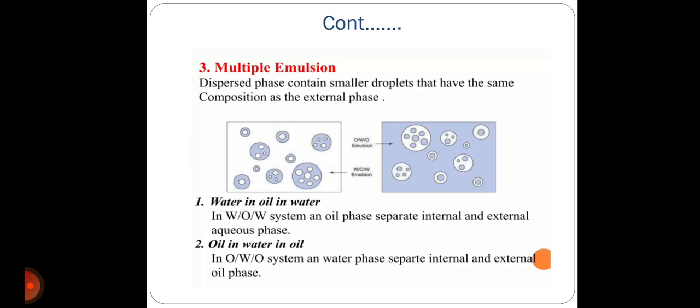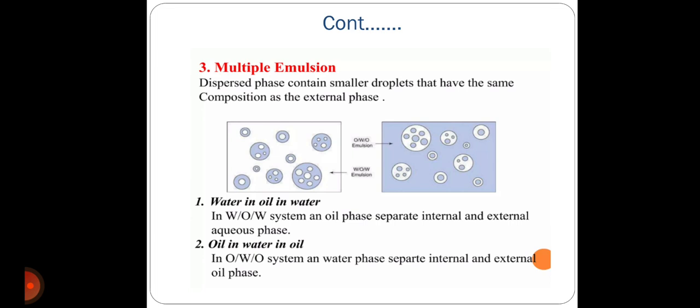Multiple emulsion. The disperse phase contains smaller droplets that have the same composition as the external phase. Means if the disperse phase is water, then the external phase will be water. Means oil in water in oil, O by W by O type, or W by O by W type. Means the disperse phase will be surrounded by the same phase. That is known as multiple emulsion.